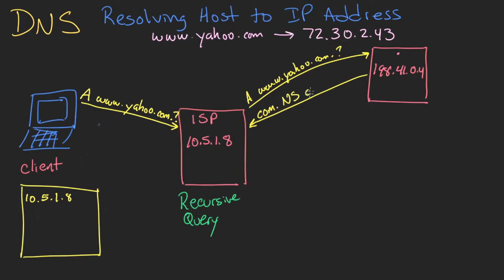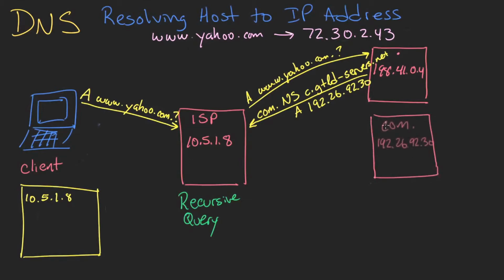It is c.gtld-servers.net, whose address is 192.26.92.30. The ISP's name server is going to take that response and reissue it to the com DNS server. So it asks the same question again. What is the address for www.yahoo.com? And this DNS server is going to come back and say, I don't know the answer either.